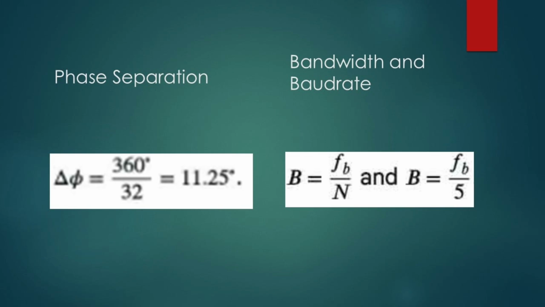This leads us to the minimum bandwidth requirement following the formula B equals f_b over N. The minimum bandwidth required for 32 PSK is the input bit frequency divided by 5. This demonstrates the primary advantage of high-level modulation. We can transmit high-speed data using a much smaller slice of the frequency spectrum.